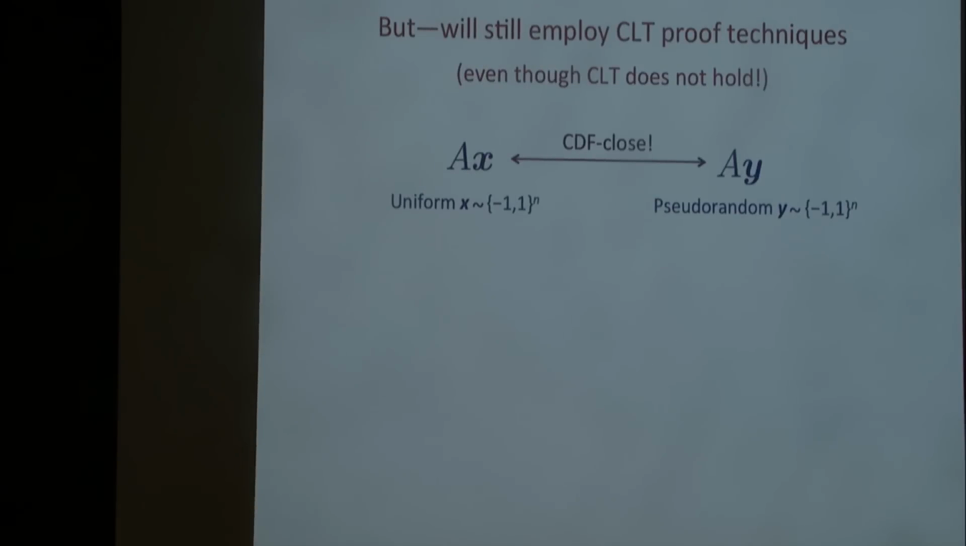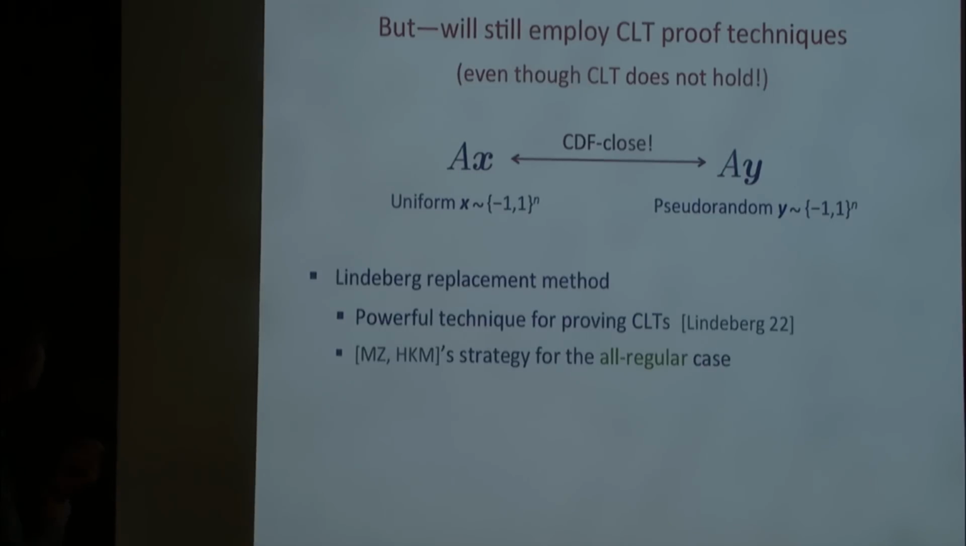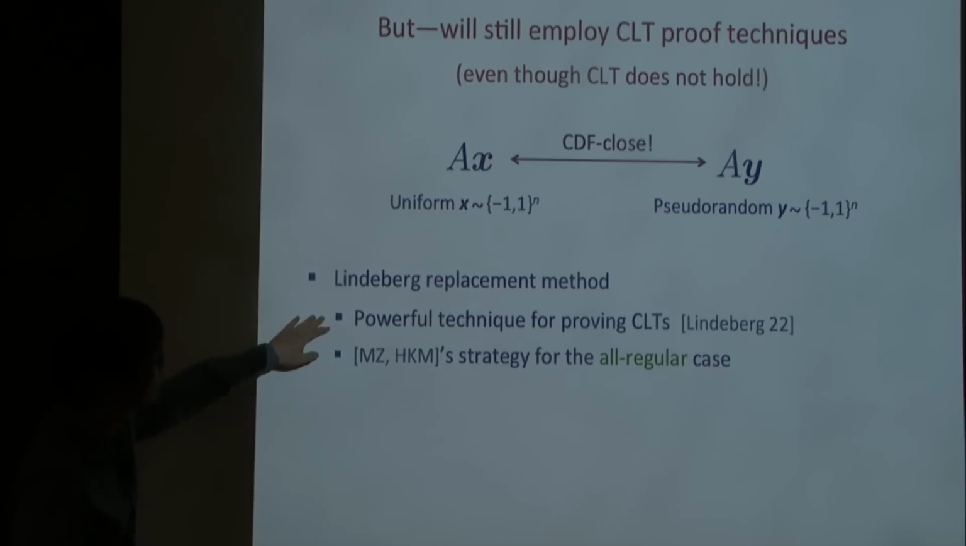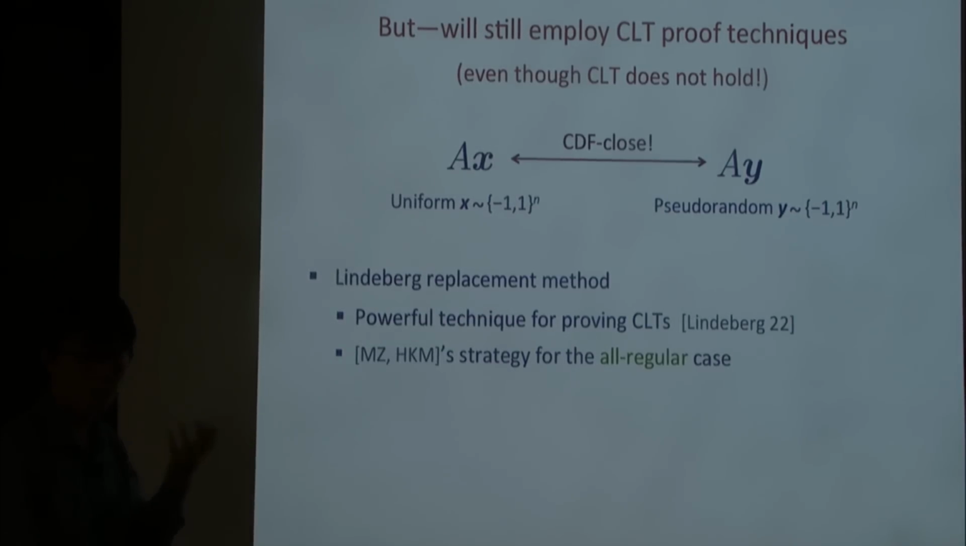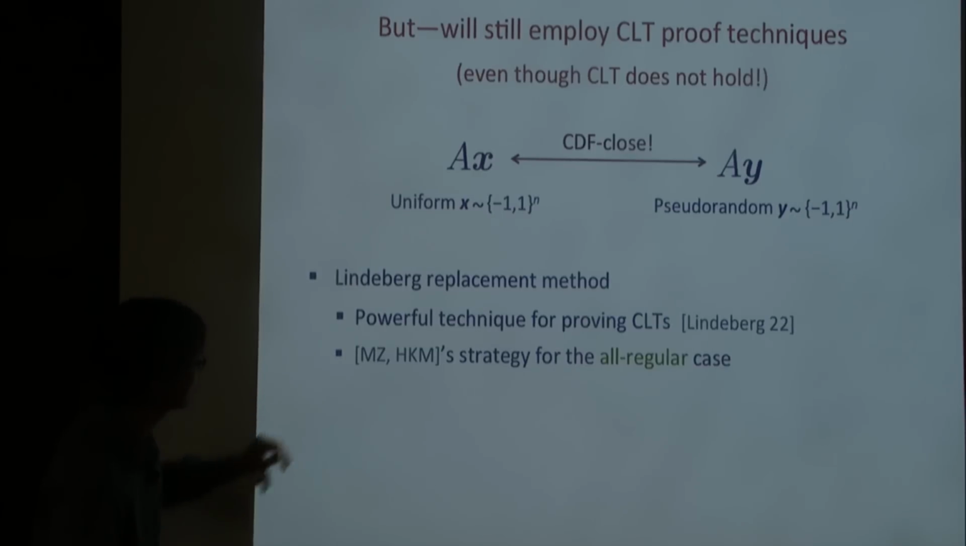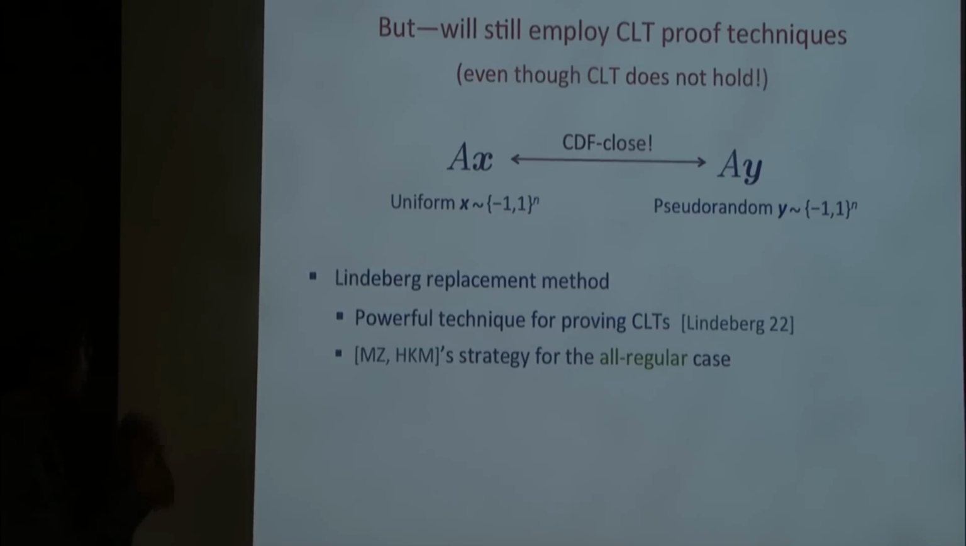Somewhat surprisingly, or maybe not so surprisingly, we still employ CLT proof techniques, but in a regime where a CLT provably doesn't hold. We go via the so-called Lindeberg replacement method, which for theoretical computer scientists is just a hybrid method. We'll go through it in the next slide. It's a very powerful technique for proving central limit theorems, but also in pseudorandomness and cryptography. It's the strategy for the all-regular case, where you replace things one by one and show that a half space or polytope cannot tell the difference. And then you do a union bound.